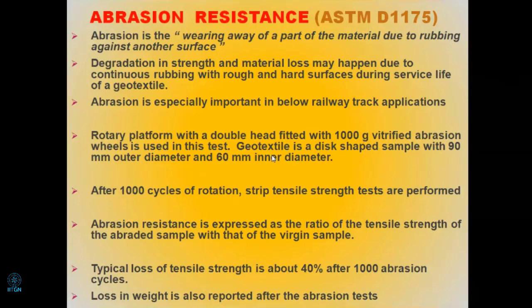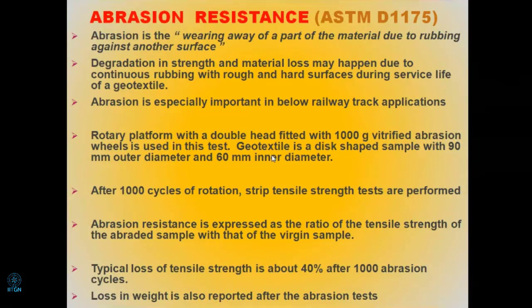A geotextile in the form of a disc is cut with 90 mm outer diameter and 60 mm inner diameter. The sample is kept between the vitrified abrasion wheels, and we have to perform 1,000 cycles of rotation and then a strip tensile test. After the 1,000 cycles, we perform the strip tensile test on these abraded samples.